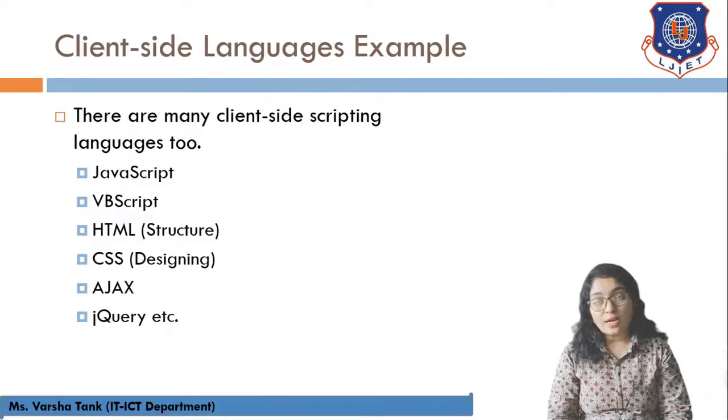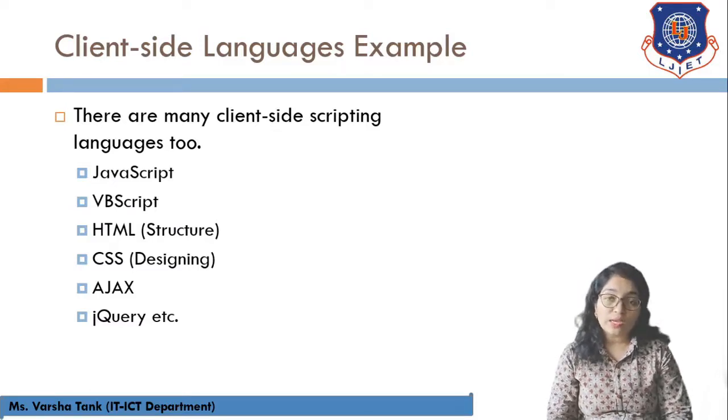Now, which are the client side programming languages? We have learned JavaScript, HTML, CSS, all this is client side programming, which is used to provide interaction to the client, that is, the user. Here you can see the JavaScript that we learned in the previous chapter. VBScript is also used for client side programming. Then HTML, that means the structure of your web document, and CSS, that means the layout of your web document, Ajax, jQuery, etc. So these are the client side programming languages.